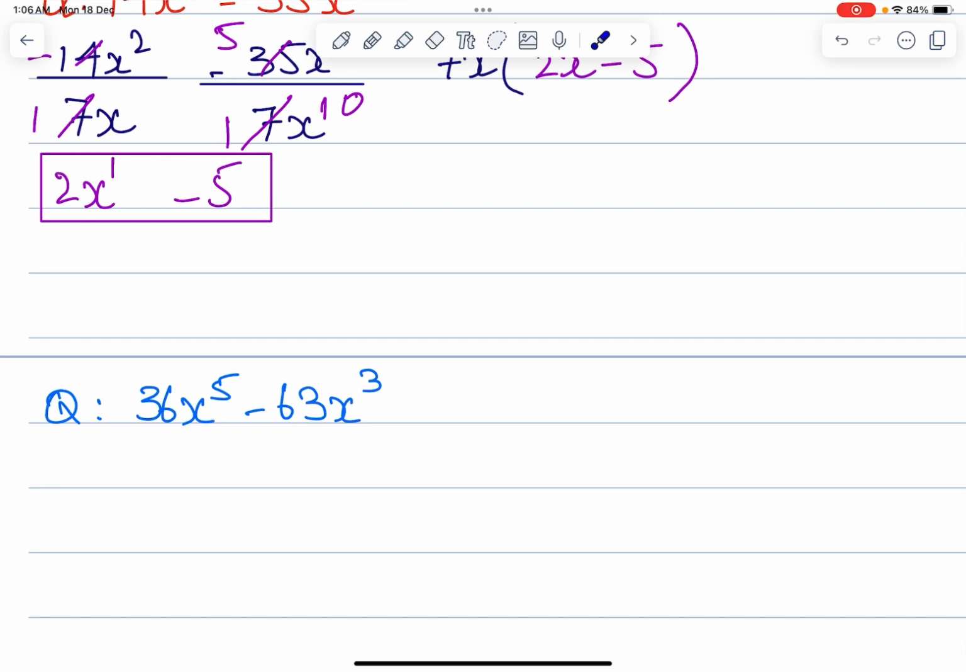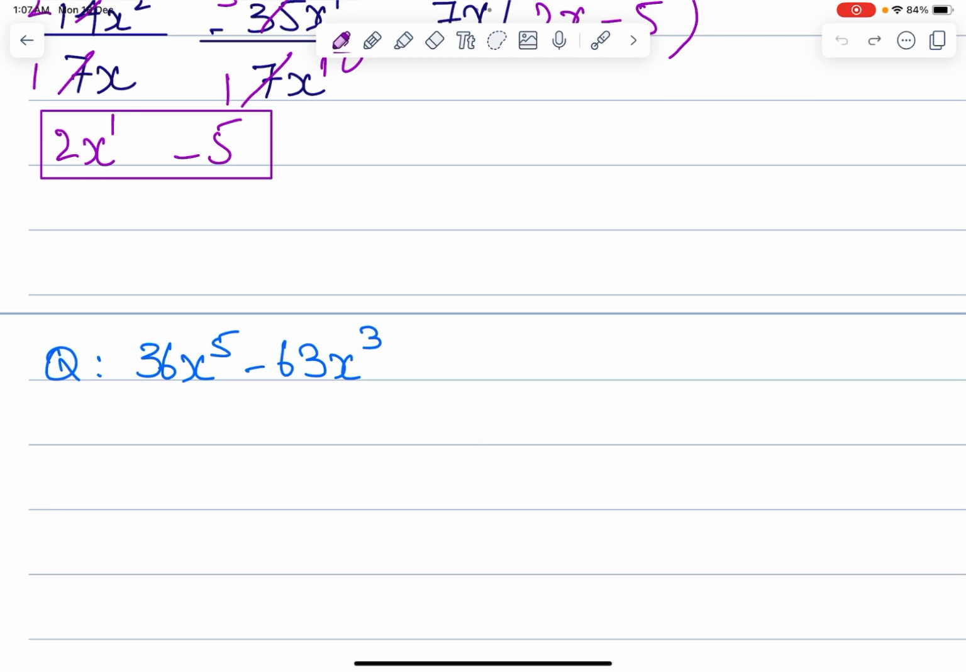If you look at 36 and 63, what is the largest number which divides both of them? You realize that 9 is going to be the largest number which divides both your 36 as well as 63. When you divide 36 by 9, you get 4, and when you divide 63 by 9, you get 7, and there is no number greater than 9 which divides both of them. So from the number side, I have 9 as the greatest value which can divide them both.